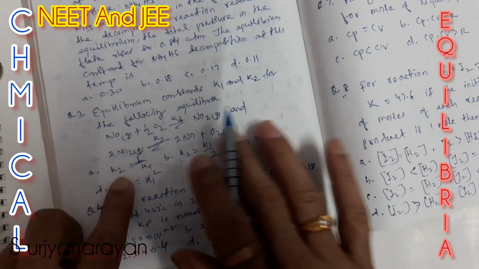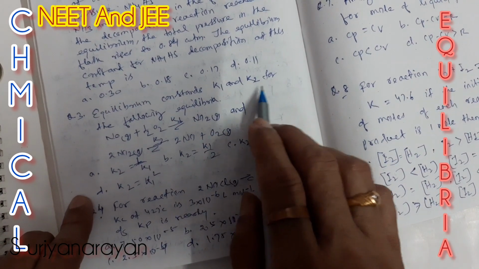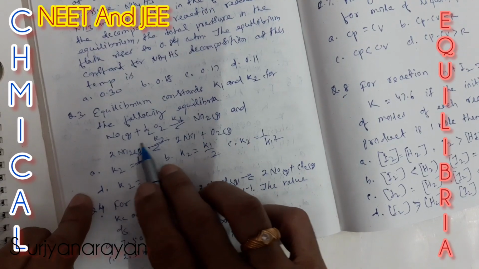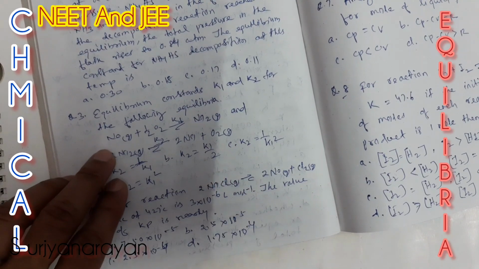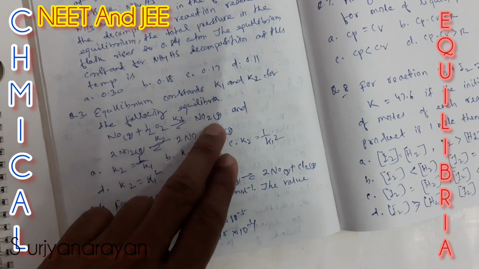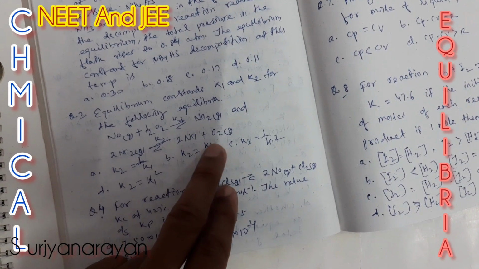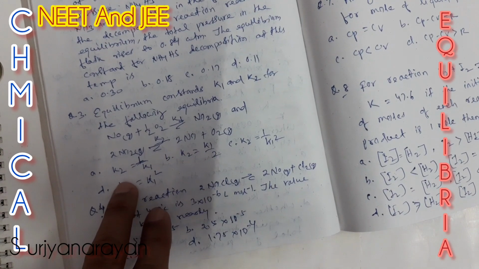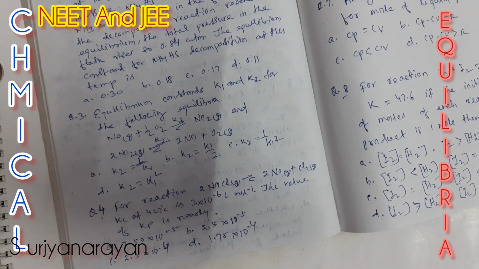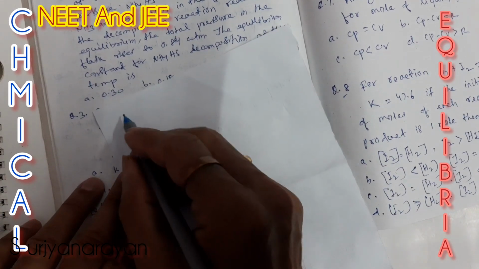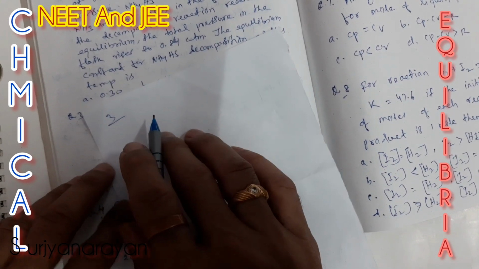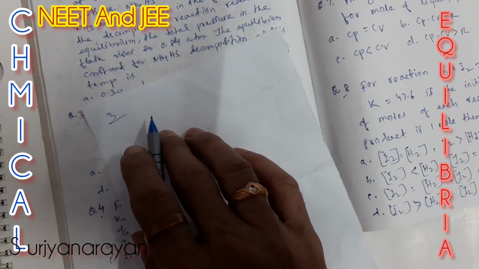Next, equilibrium constants K1 and K2 for the following equations. This is the equation given: NO plus half O2 giving NO2, with K1, and 2 NO2 giving 2 NO plus O2, this is the second equation, with K2. So what is the relation between K1 and K2? See question number 3, very simple. Such a type of question I have already discussed.